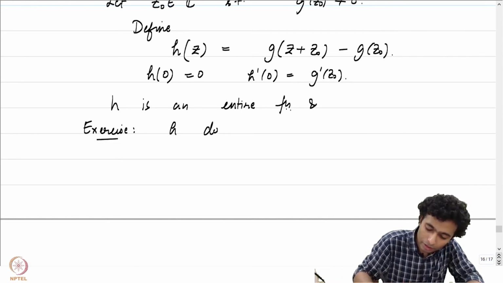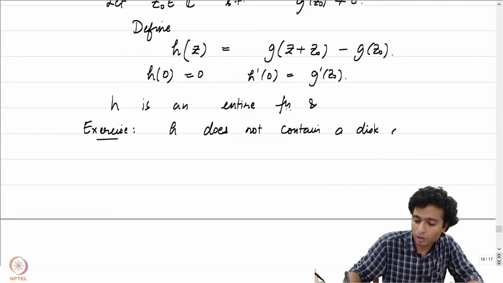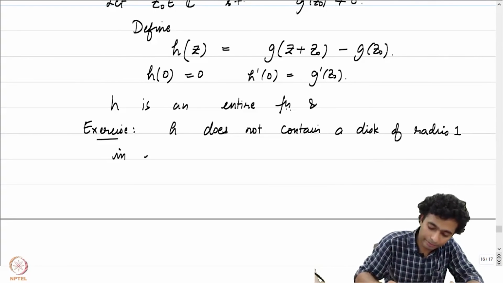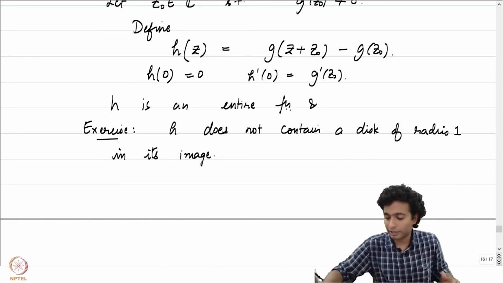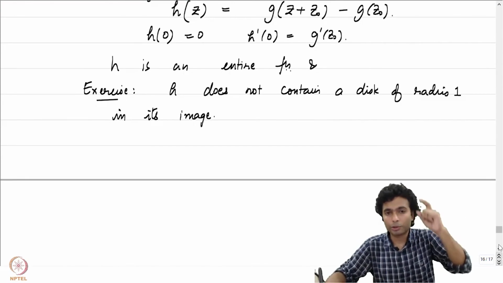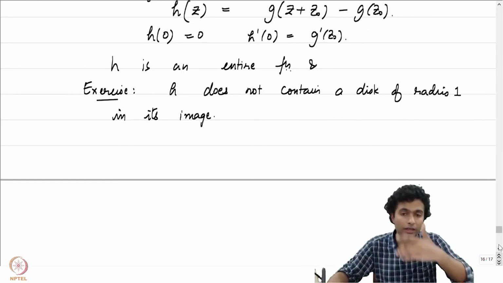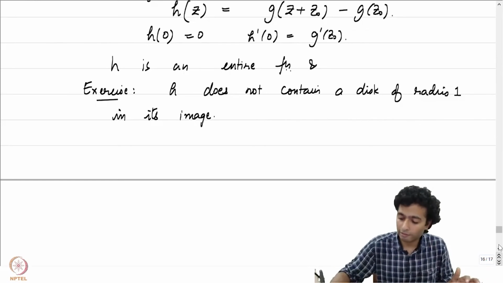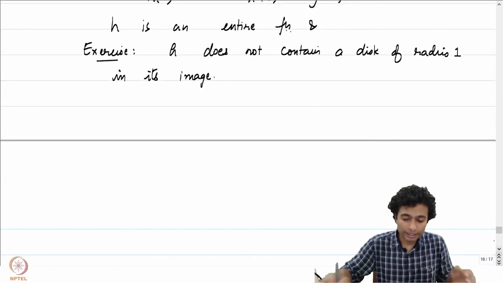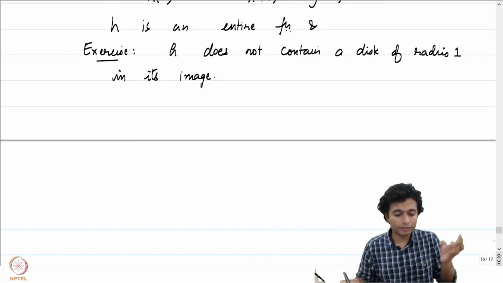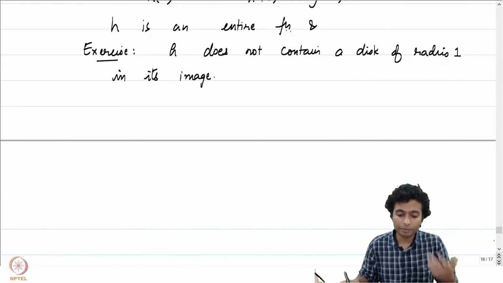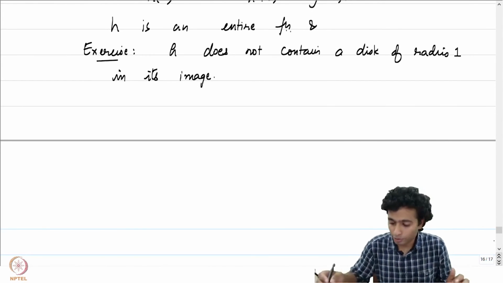H does not contain a disk of radius 1 in its image, because if there is a disk of radius 1 sitting inside the image of h, there is also going to be a disk of radius 1 sitting inside the image of g. We now have a setup where h is an entire function which maps 0 to 0, and h prime of 0 is not equal to 0.